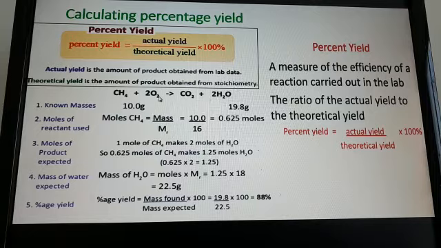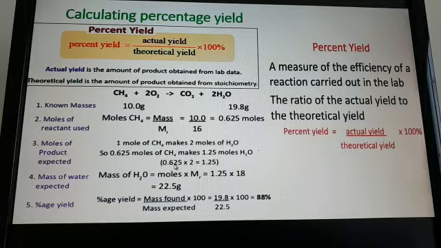Here see, methane reacts with oxygen, forming carbon dioxide and water. Here the known mass of reactant is 10 gram, and the product is 19.8 gram. Moles of reactant used, CH4: the mass divided by molecular mass, that is 10 divided by 16, 0.625 moles for the reactant. And for the product, 1 mole of CH4 makes 2 moles of water, and so 0.625 moles of methane makes 1.25 moles of water.